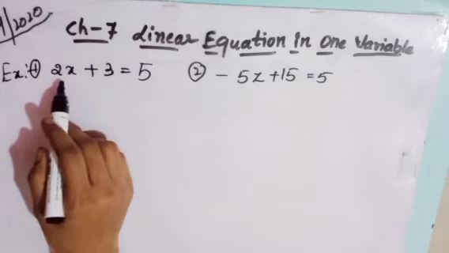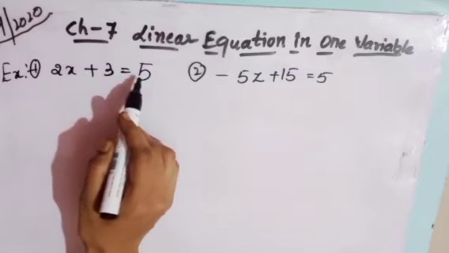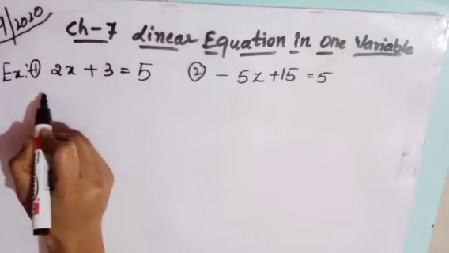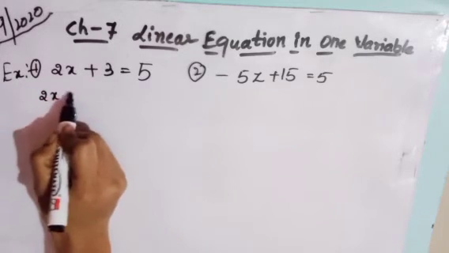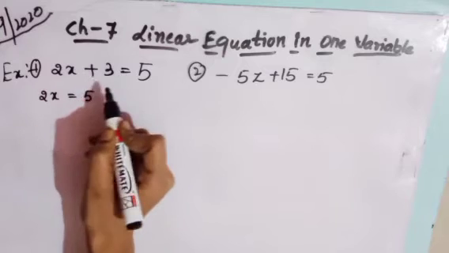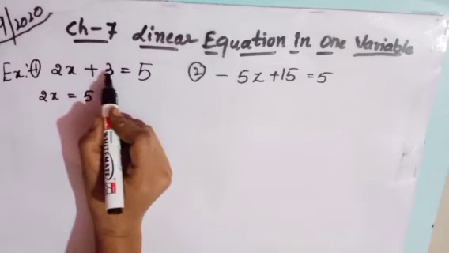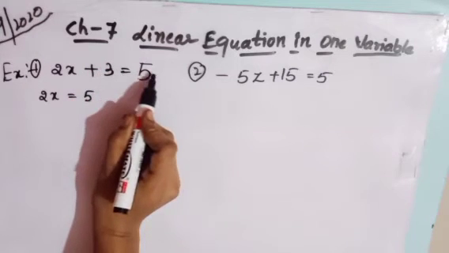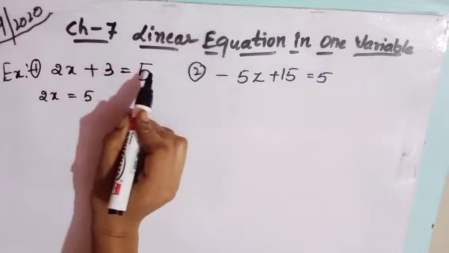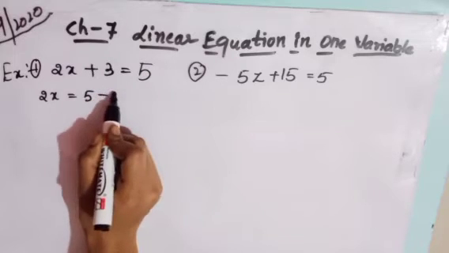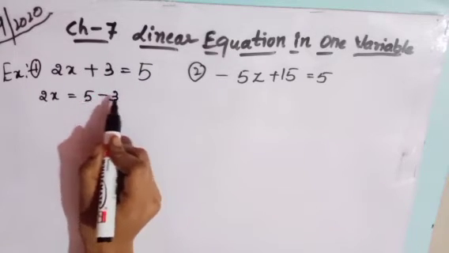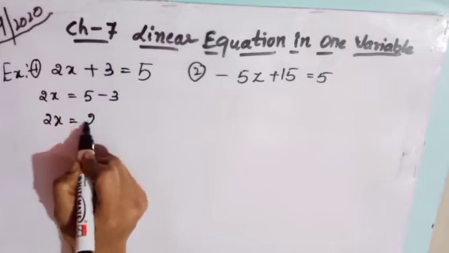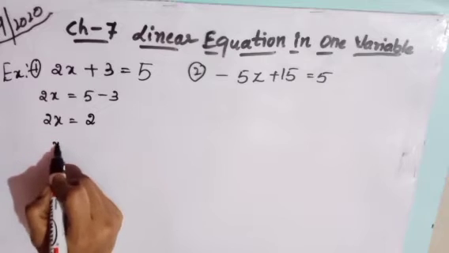Example 1 is here, 2x plus 3 equals 5. Let us find the solution for this equation. Write 2x as it is equals 5. Now let us bring this plus 3, which is on the left side, to the right side. When it transposes to the right side, the sign changes to minus 3. That is 5 minus 3. So 2x equals 5 minus 3 equals 2.